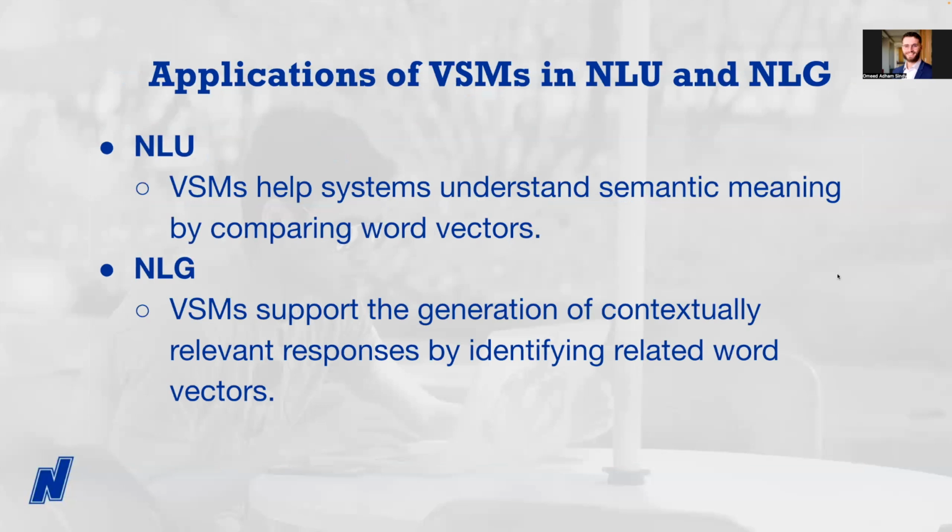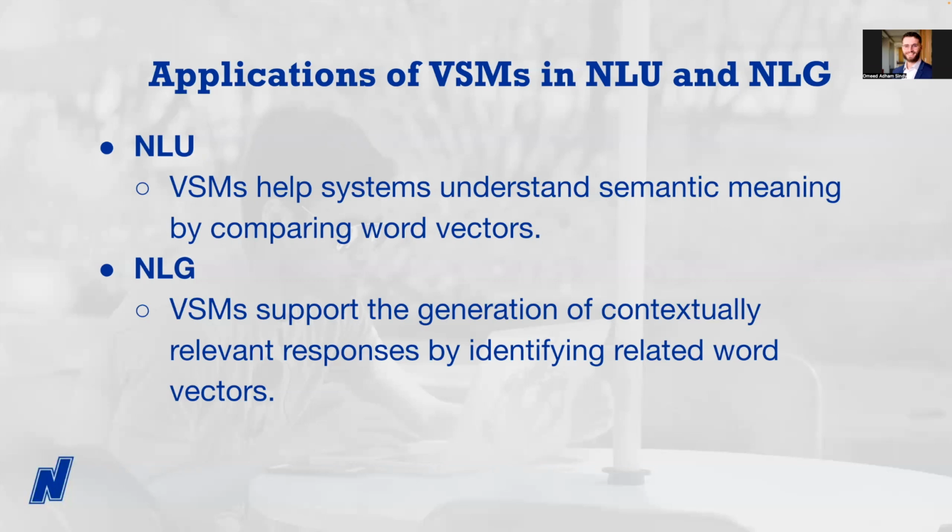Next, in both NLU and NLG, vector space models play an important role in how systems handle language. In NLU, the system uses VSMs to understand the meaning of an input sentence. For instance, if a user says, "I need a hotel room," the system can map the word hotel to its vector and compare it to other vectors in its space. It might find that hotel is closely related to words like lodging, reservation, and stay, which can help the system understand the user's intent even if the exact phrasing is unfamiliar.